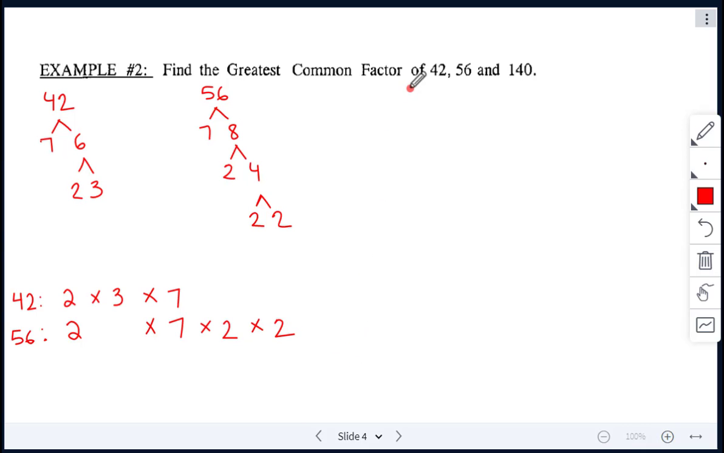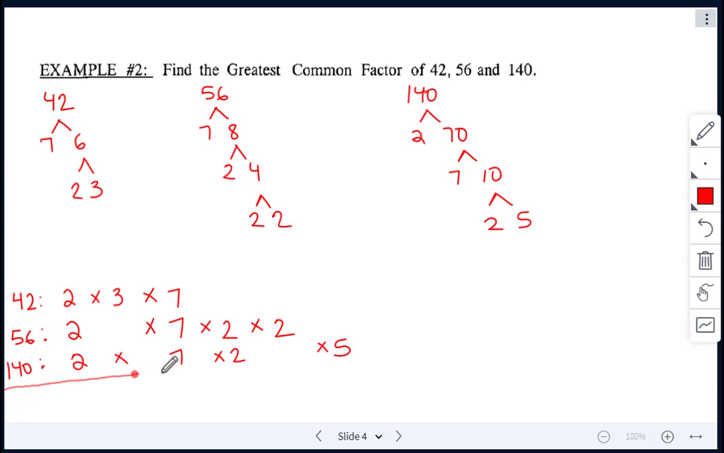All right, and then we still have 140 to do as well. So for 140, two numbers that go into 140, I'm going to use 2 and 70, and 7 and 10, and then we have 2 and 5. So same thing here, I'm just going to list them out right here. For 140, we have a 2, a 7, a 2, and then a 5.